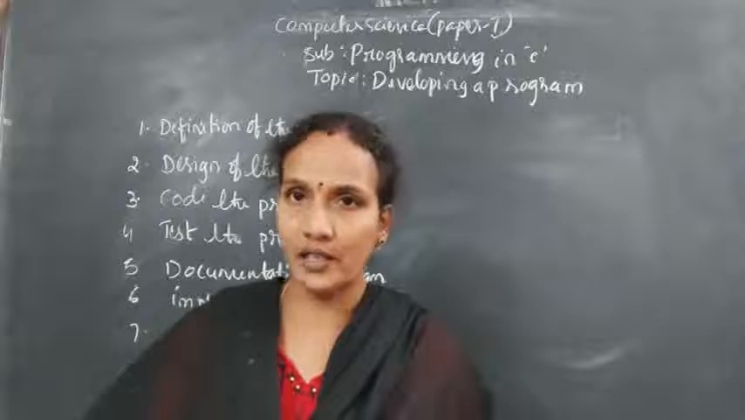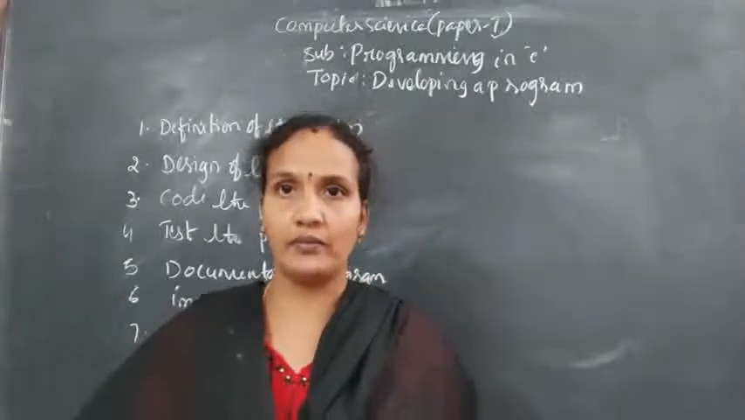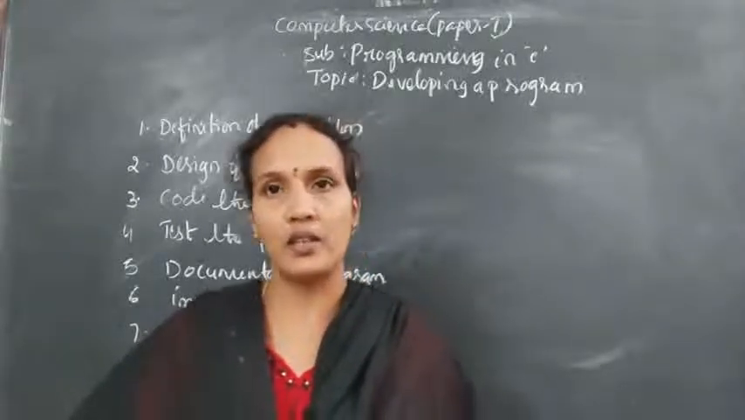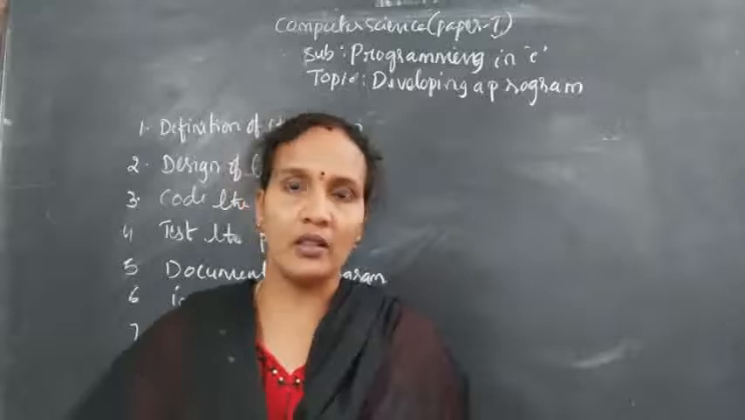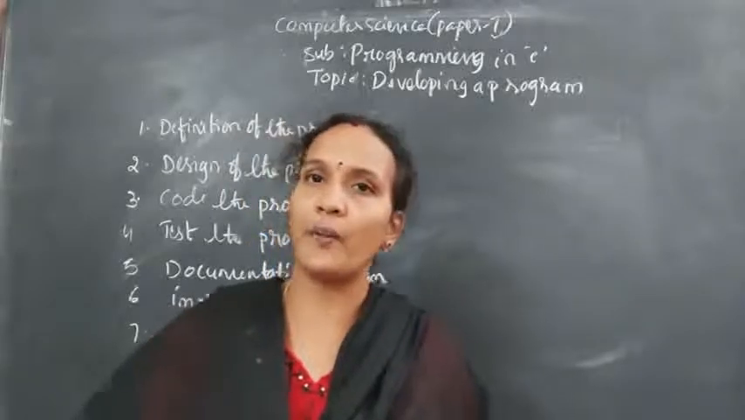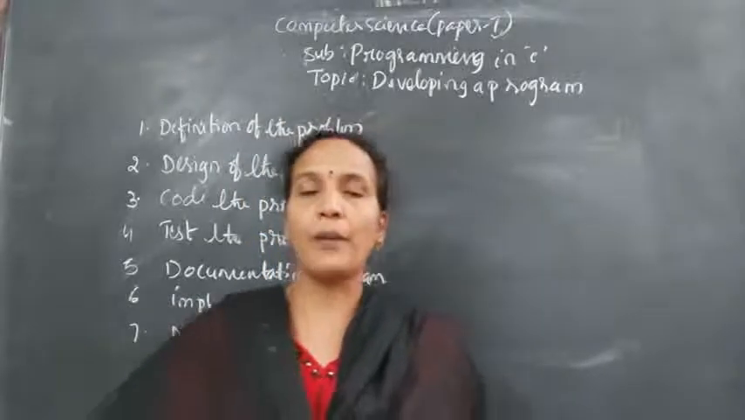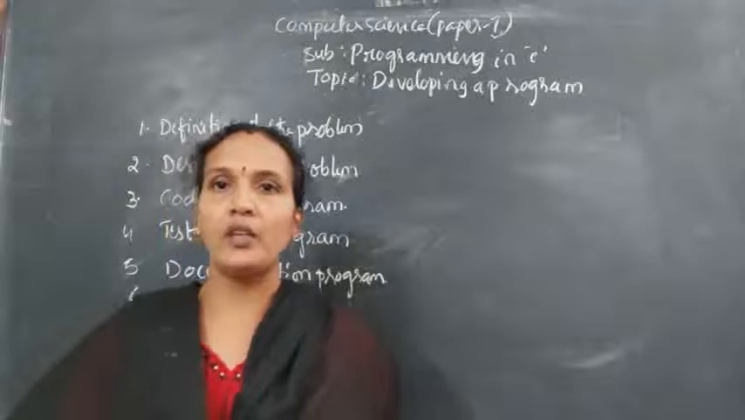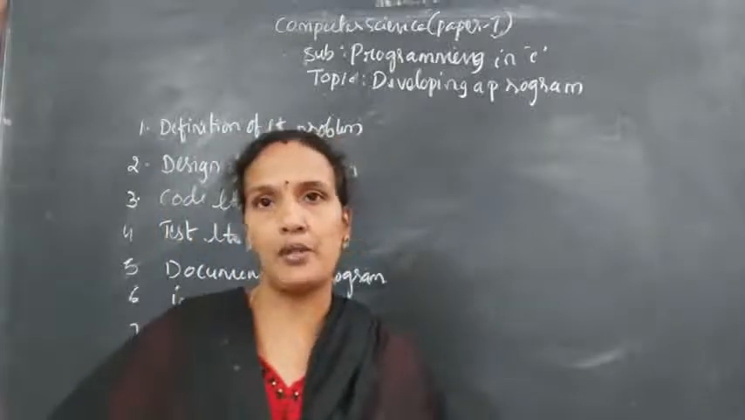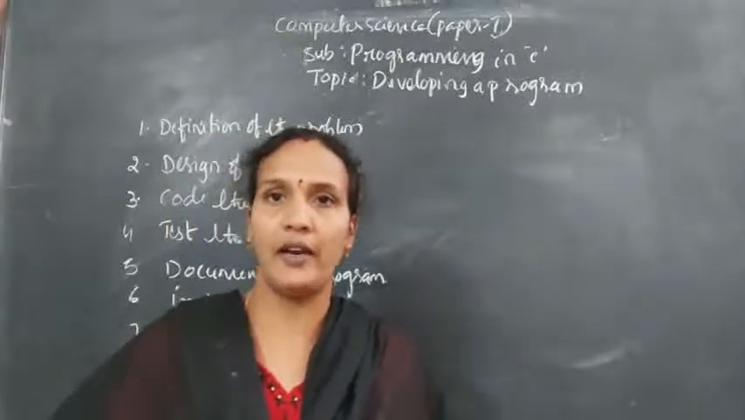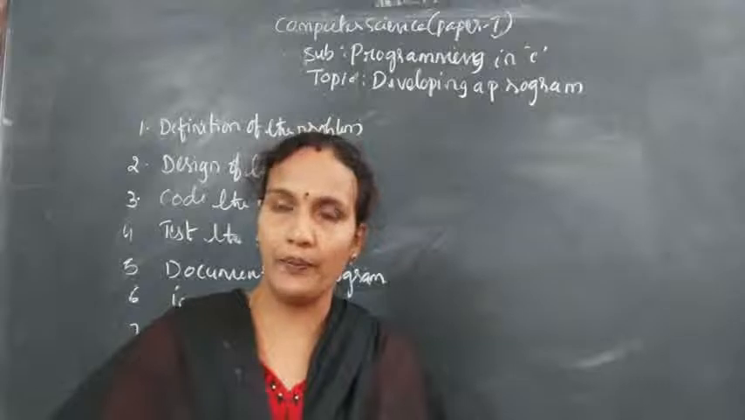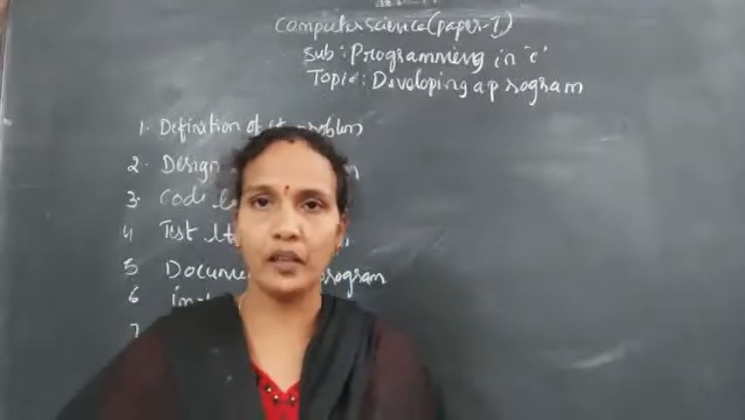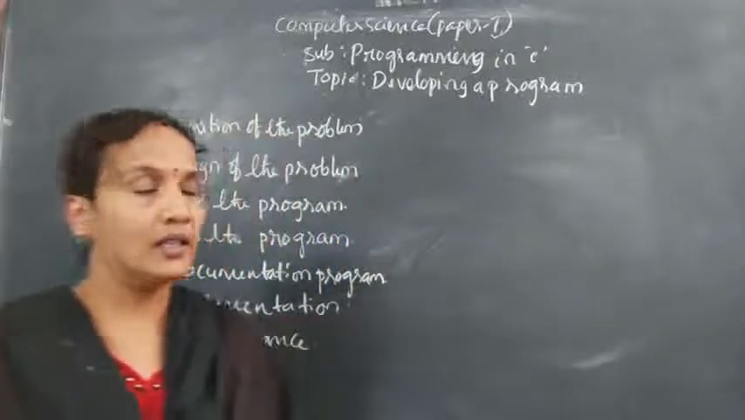Program is a set of instructions given by the user. Who will give the instructions? User. To whom will give? To computer in order to perform a specific task. So when you are writing a program, you need to follow different types of steps. According to those steps only, you need to write the program. Clear? Now we'll discuss those steps.